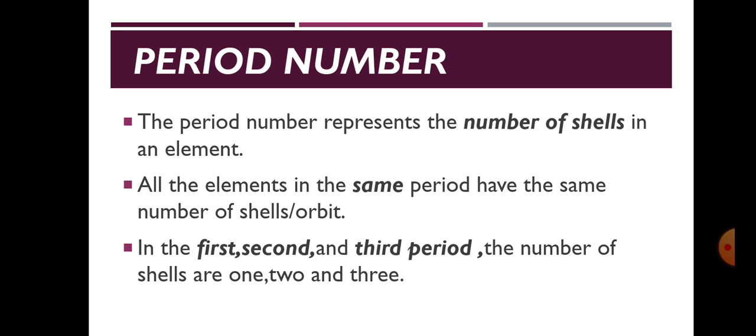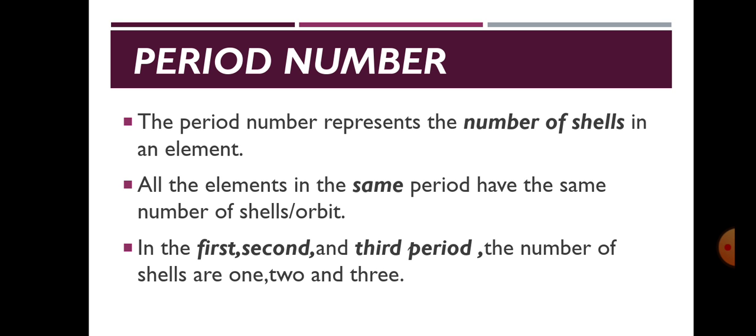All the elements in the same period have the same number of shells or orbits. In the first, second and third period, the number of shells are 1, 2, and 3. It means that the period number is the number of shells.